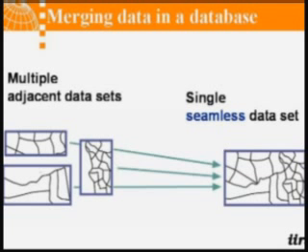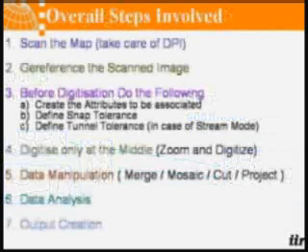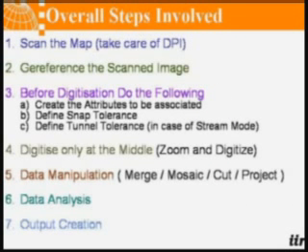So overall, what we have discussed is, first, scanning the map, where we have to take care of the DPI, and then georeferencing the scanned map. So before digitizing, georeferencing is the next step. First is scanning, and the second is georeferencing. Before digitizing, do the following. Create the attributes to be associated. That means you should know what the attributes are for each feature so that later you can join them, and then define the snap tolerance.